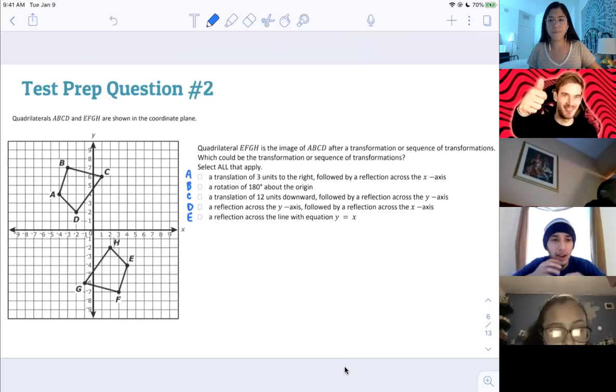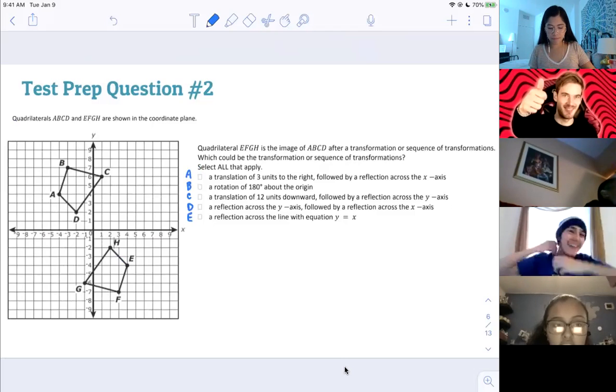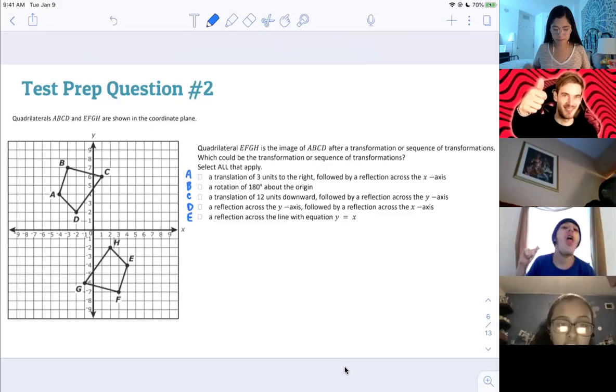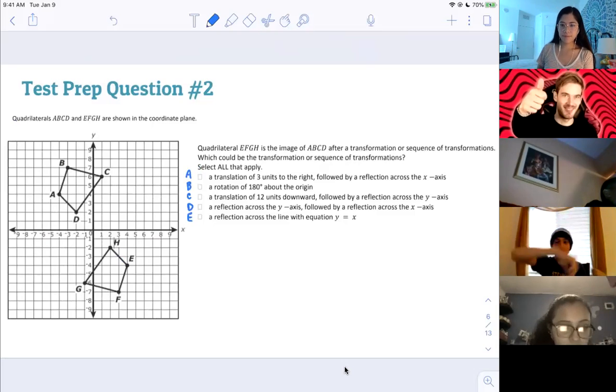Go ahead. Miss, so ABCD is the pre-image, right? And then EFGH is basically ABCD prime. Yes. Okay.